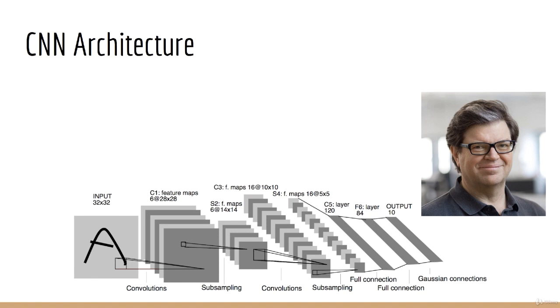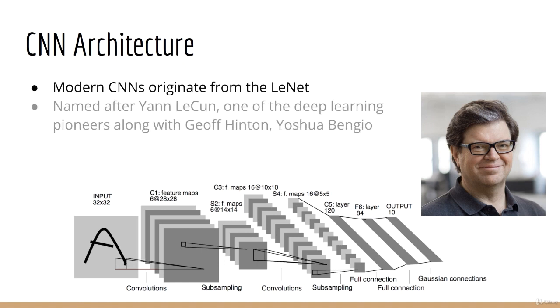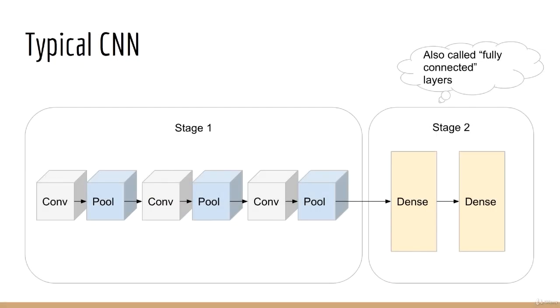Now that you understand how exactly a convolution layer works, including the bias term and activation function, we can now consider the architecture of a convolutional neural network and why it's that way. So, as a little bit of a history lesson, modern CNNs essentially all originated from the same model, the LeNet. This is named after Yann LeCun, one of the original deep learning pioneers, along with Geoffrey Hinton and Yoshua Bengio. What we're going to do in this lecture is just start with what the architecture is, and then go through it piece by piece so that you understand why it is the way it is.